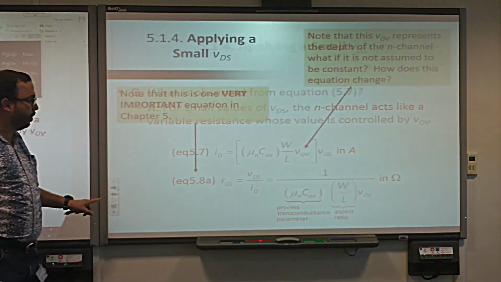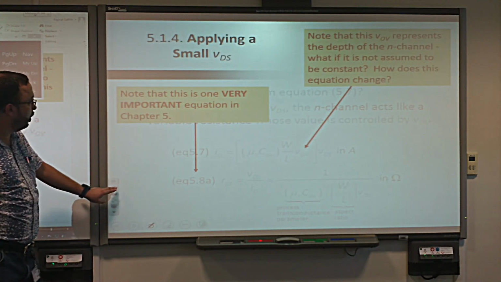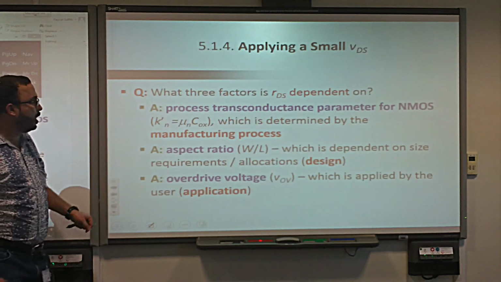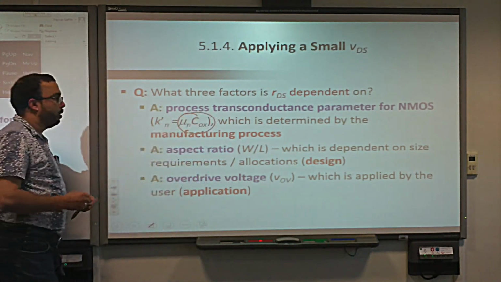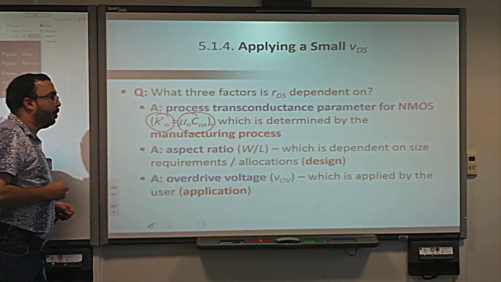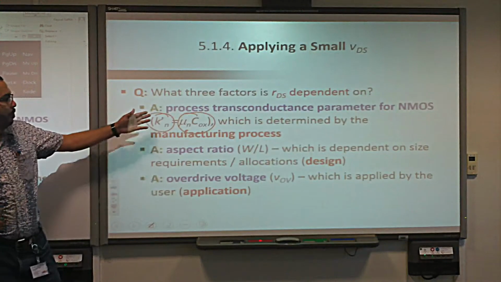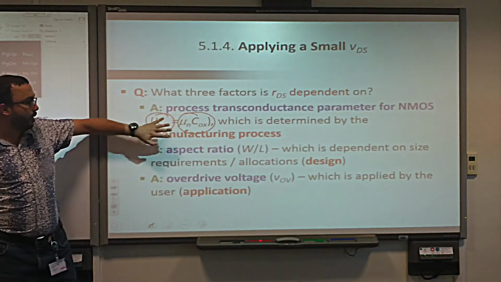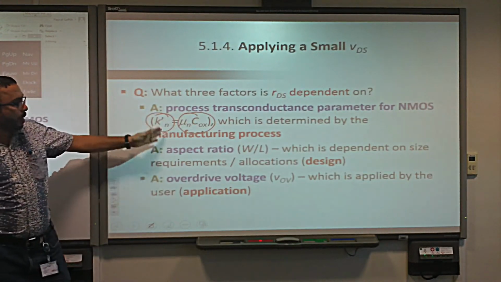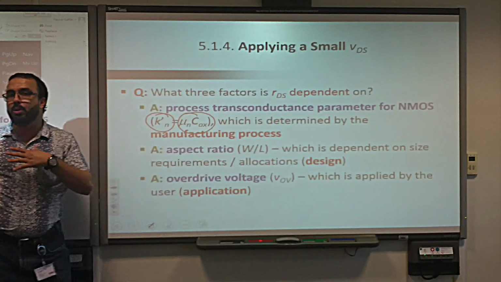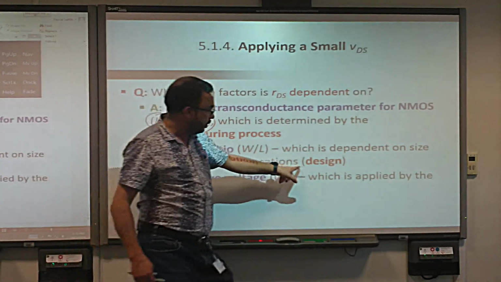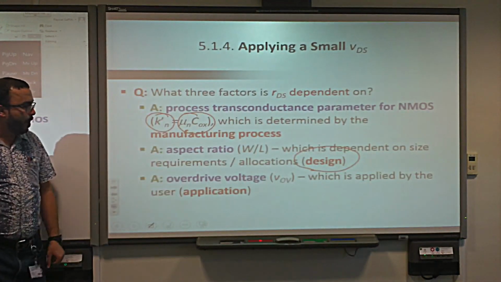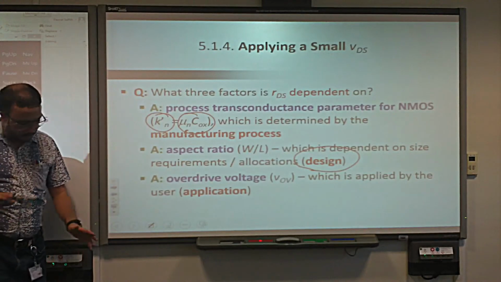So, in summary, you can read this at home. These parameters, as we mentioned before, mu and Cox, we replace from now on with Kn prime. It's called the process transconductance parameter. This is related to manufacturing, given by the manufacturer who makes these things. He will give you these constants. Now, W over L is called the aspect ratio. It's you who designed that. So you as a designer, you specify the W over L, but they will not change after that. Once you're done, they're done.